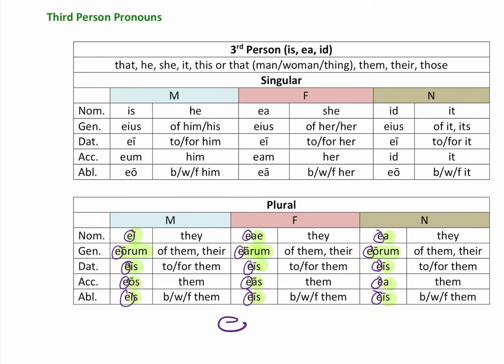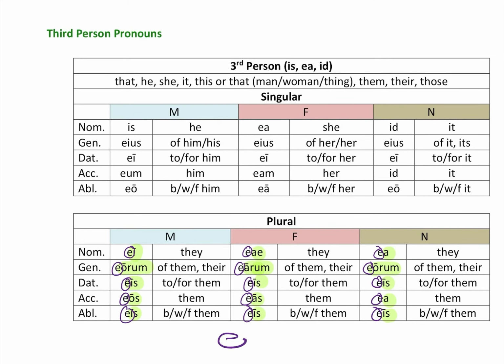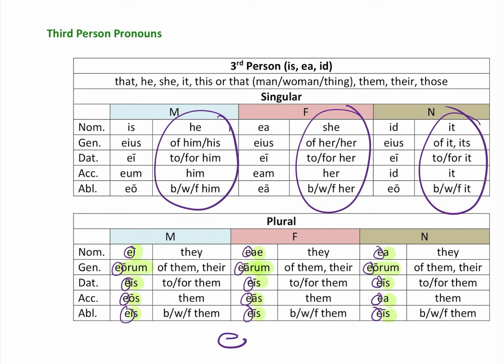They have the same English of, to, for, by, with, from, except it's they, their, them. And then first person, so these are a little bit different. This is still the same: of, to, for. So those are easy. He, she, it, is, ea, id. Now the endings on these are a little bit different. They have some new endings.